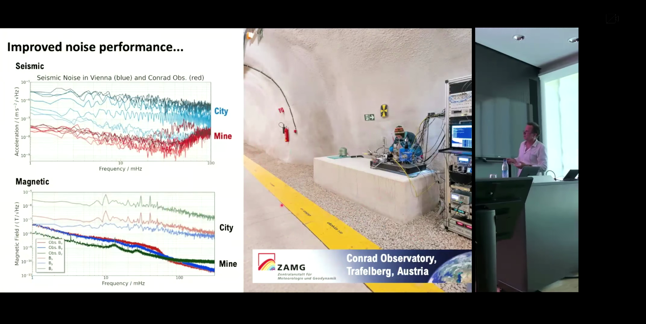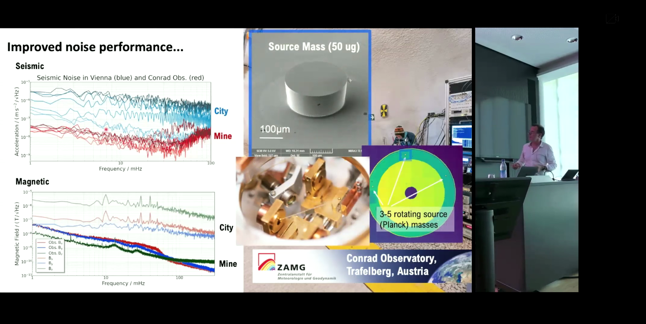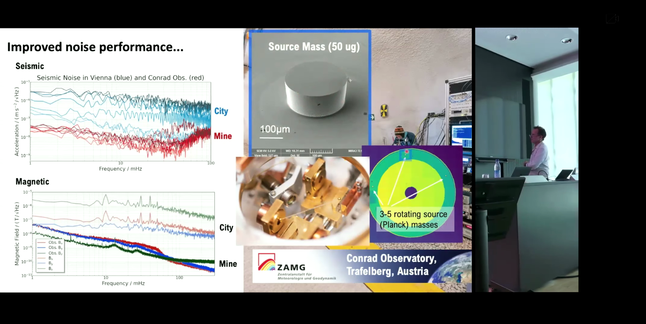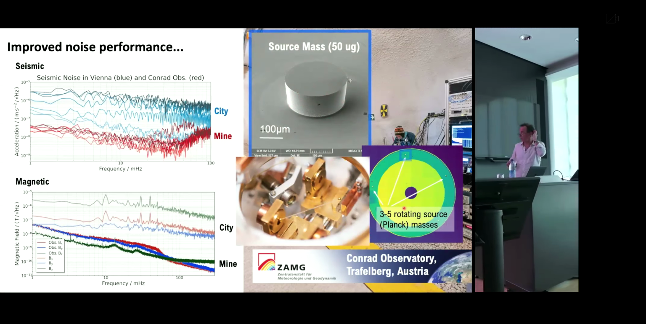And it's really quite nice and calm. So you see here, blue is the daily variations of seismic noise in the city. It really varies by 2 orders of magnitude. And red is during the same period in our underground facility, where basically you don't have any variations at all. Magnetic noise is much smaller, and so on. So we are quite confident now with our source mass, a microfabricated silicon cylinder that now sits on this disc that rotates in front of our Cavendish-type torsional resonator.